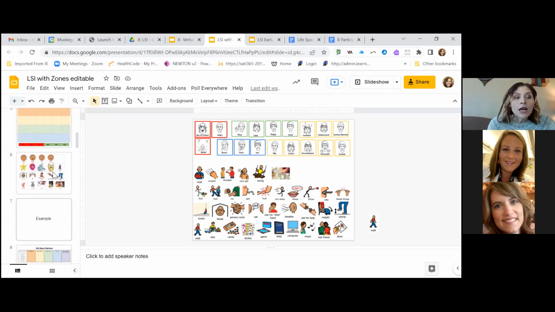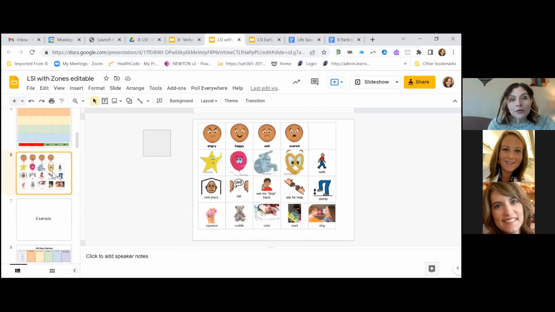Okay. If your students use something, especially with young students, like conscious discipline, you can pull in those feeling cards. Here are the conscious discipline breaths.